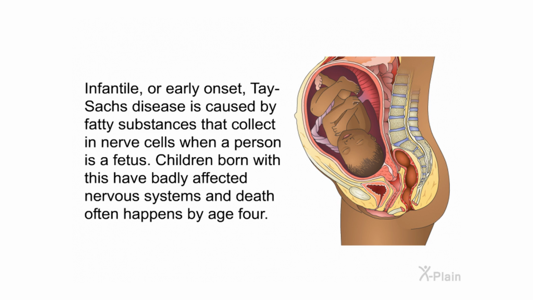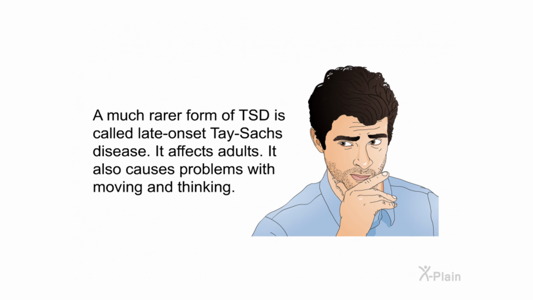Infantile or early-onset Tay-Sachs disease is caused by fatty substances that collect in nerve cells when a person is a fetus. Children born with this have badly affected nervous systems, and death often happens by age 4. A much rarer form of TSD is called late-onset Tay-Sachs disease. It affects adults. It also causes problems with moving and thinking.